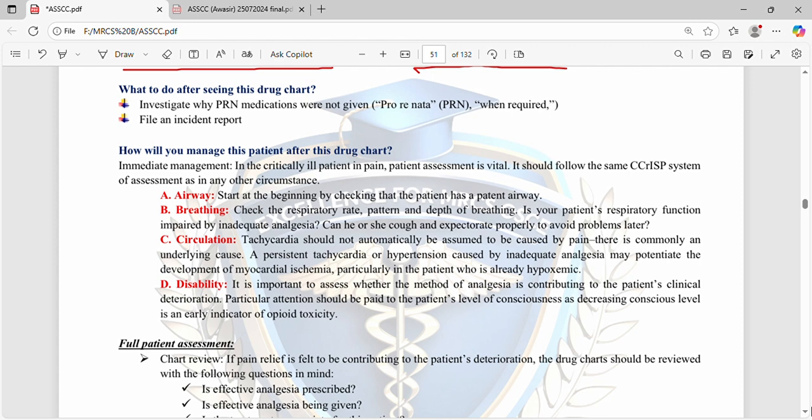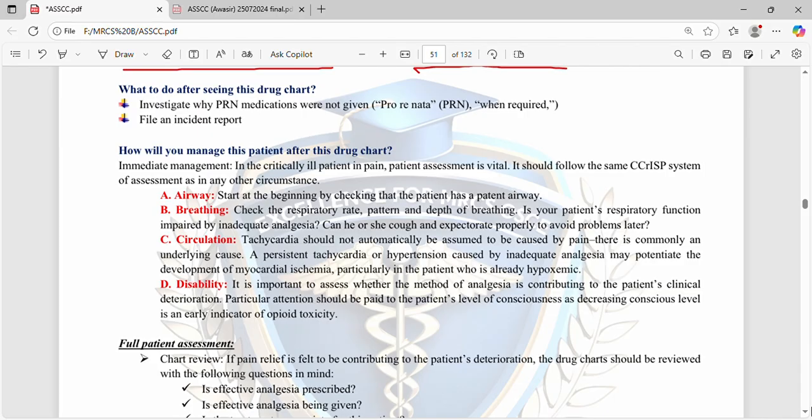Respiratory problems. Circulation: tachycardia should not automatically be assumed to be caused by pain. There is commonly an underlying cause. Persistent tachycardia or hypertension caused by inadequate analgesia may potentiate the development of myocardial ischemia, particularly in a patient who is already hypoxemic. This is also dangerous in patients who already have some kind of cardiac issue, so in such patients you have to be very careful.